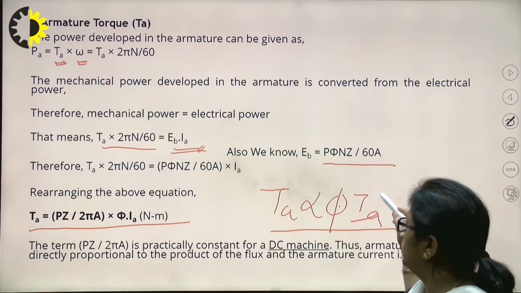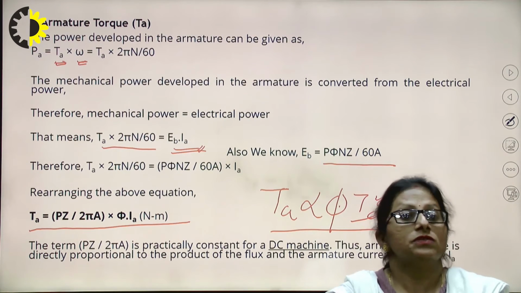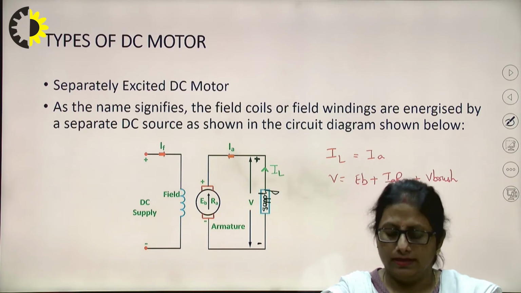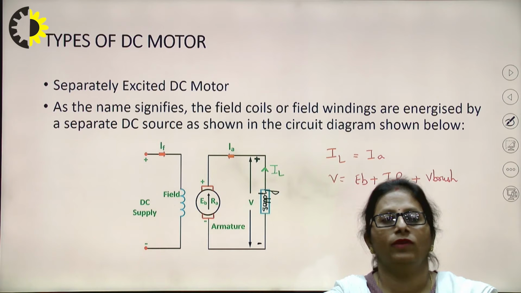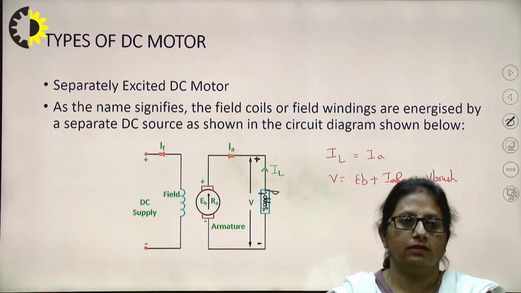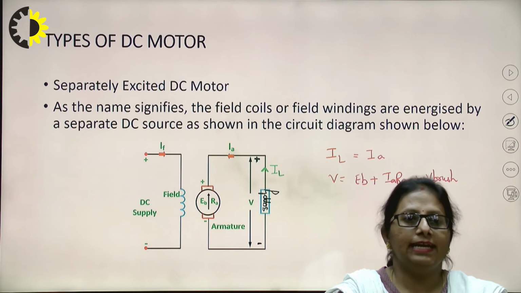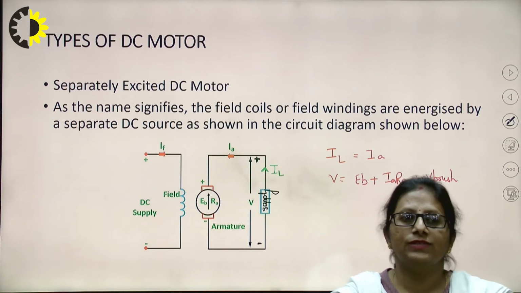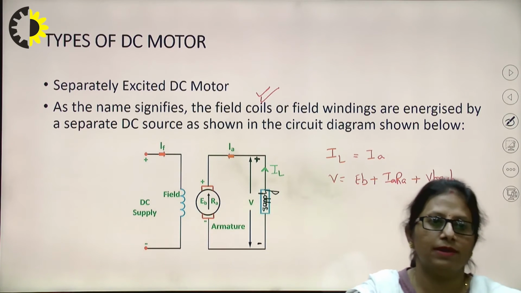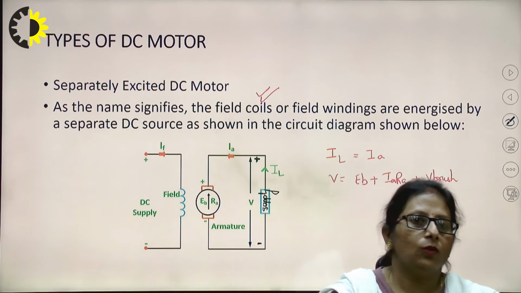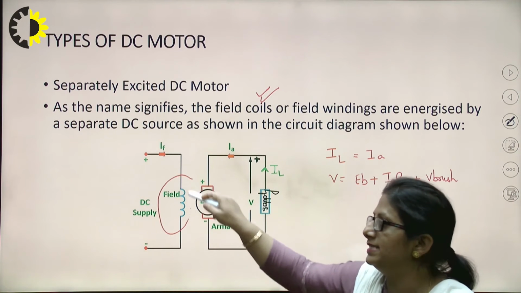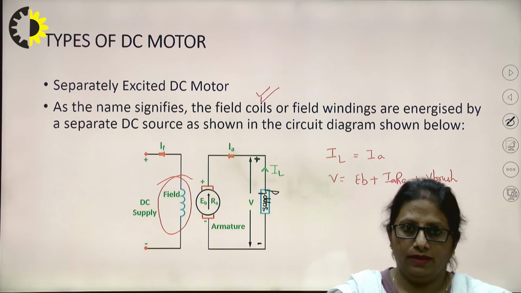So for that we'll be requiring this relation, right? Now coming to the types of DC motor, this is very much similar to what we have done for a DC generator, right? Likewise for a DC generator, we were having separately excited DC generator. Likewise, we used to have a separately excited DC motor. Conceptually, it's the same as the name signifies. The field coils or the field windings are energized by a separate DC source, right?